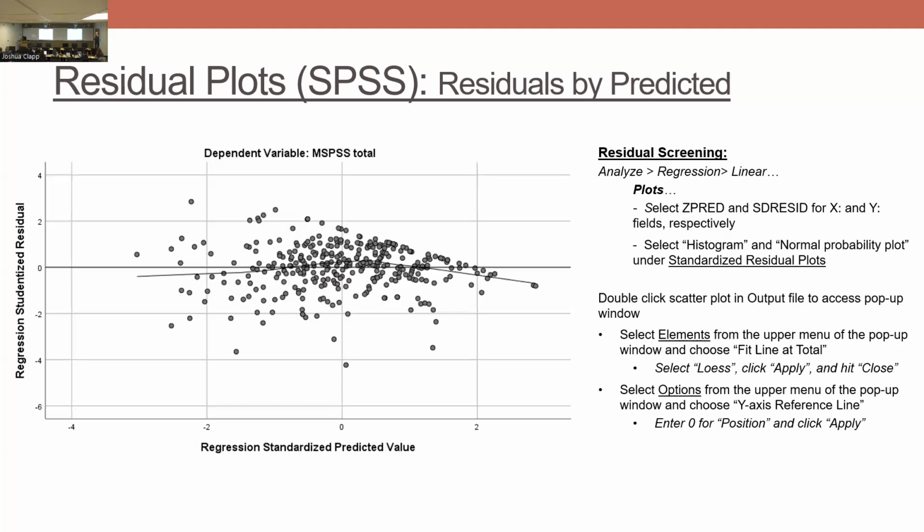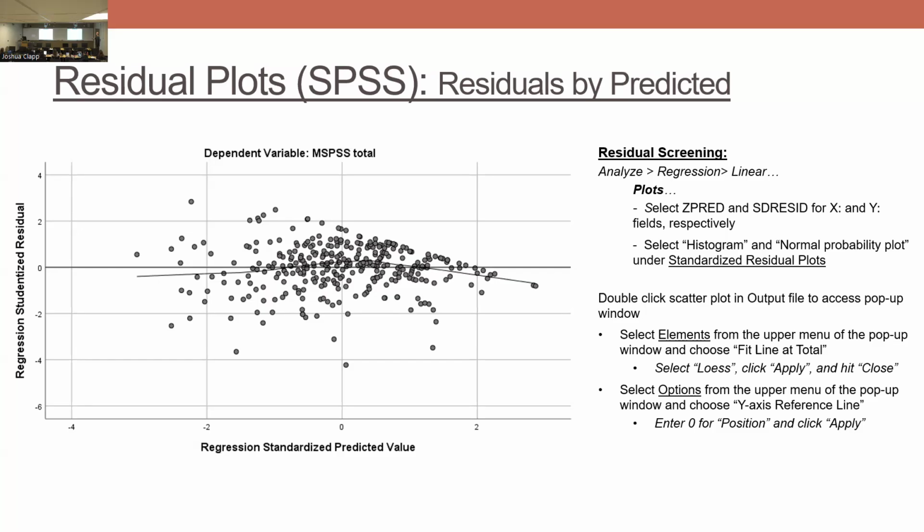All right, so we go through and run this in our actual data. This is what SPSS is going to give us. Here, we've got our standardized predicted values. This is our standardized Y hat. And then what we're doing here is requesting standardized residuals.